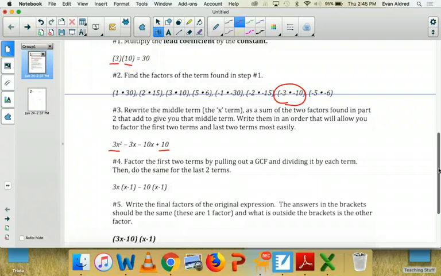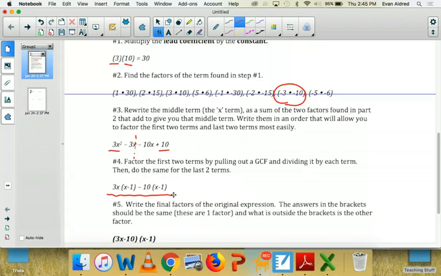Now, you're going to divide your 4-term polynomial in half with a dotted line, and you should actually write that dotted line in. You're going to factor what's on the left-hand side, and you're going to factor what's on the right-hand side by pulling out the GCF for each side. And that's going to leave you with something that looks like this.